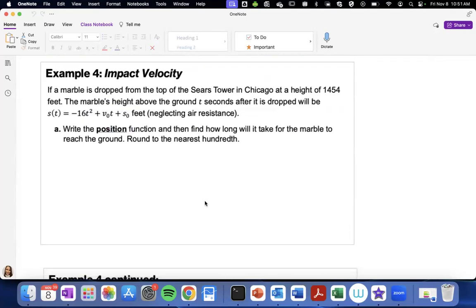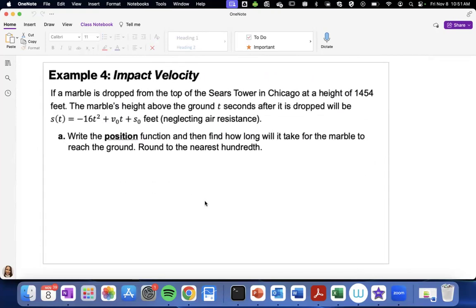Impact velocity is when it hits the ground. We already kind of found it, but we're going to refresh you on what v sub 0 and s sub 0 mean. If a marble is dropped from the top of the Sears Tower in Chicago at a height of 1454 feet, the marble's height above the ground, t seconds after it's dropped, will be this position function. Write a position function and then find how long it will take for the marble to reach the ground.